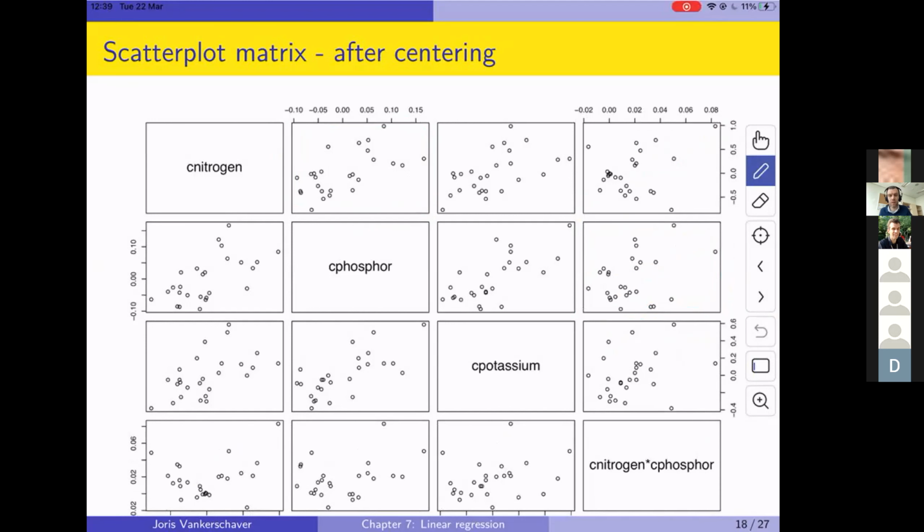Well, we can center all of the variables. For each of the variables, we subtract the mean, and then we use that as inputs in our model. If we do that, then our scatter plots already look quite a bit nicer. Especially, between centered phosphor and centered phosphor times centered nitrogen, there's almost no correlation left.